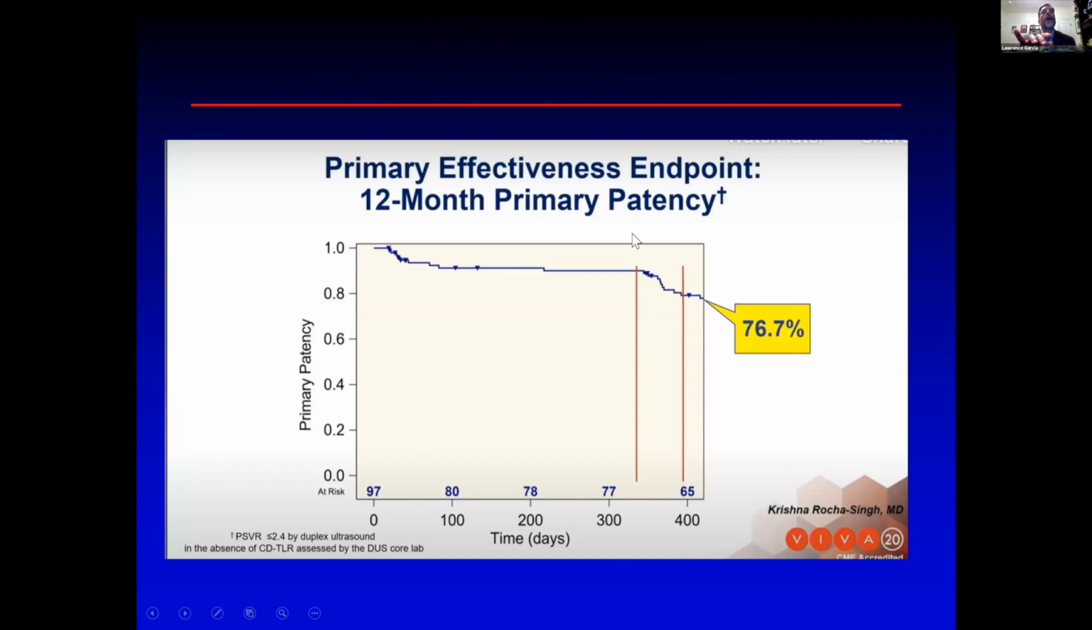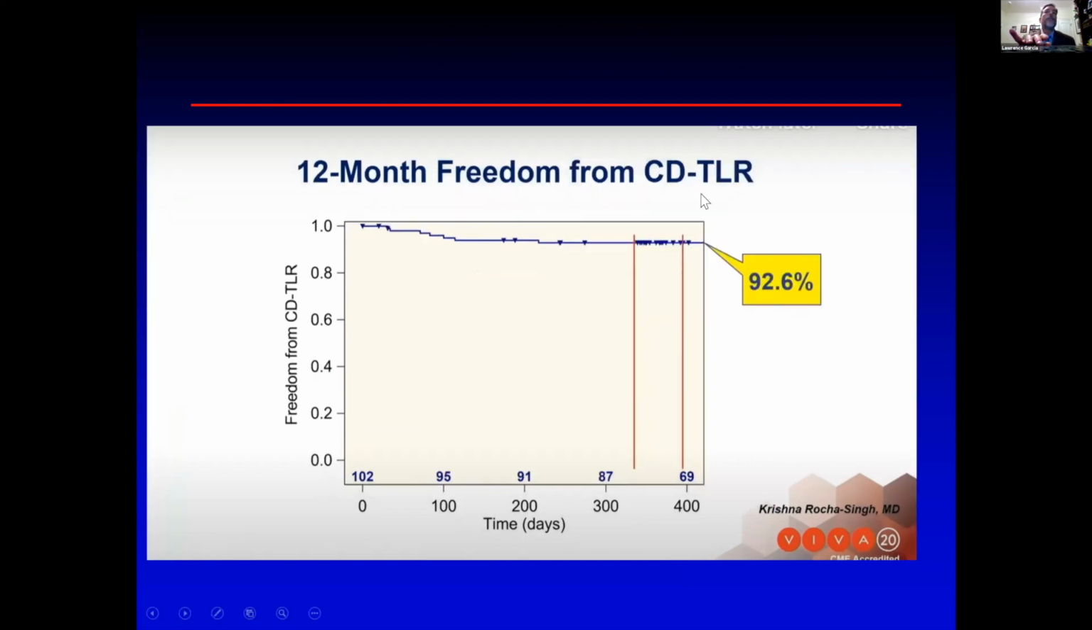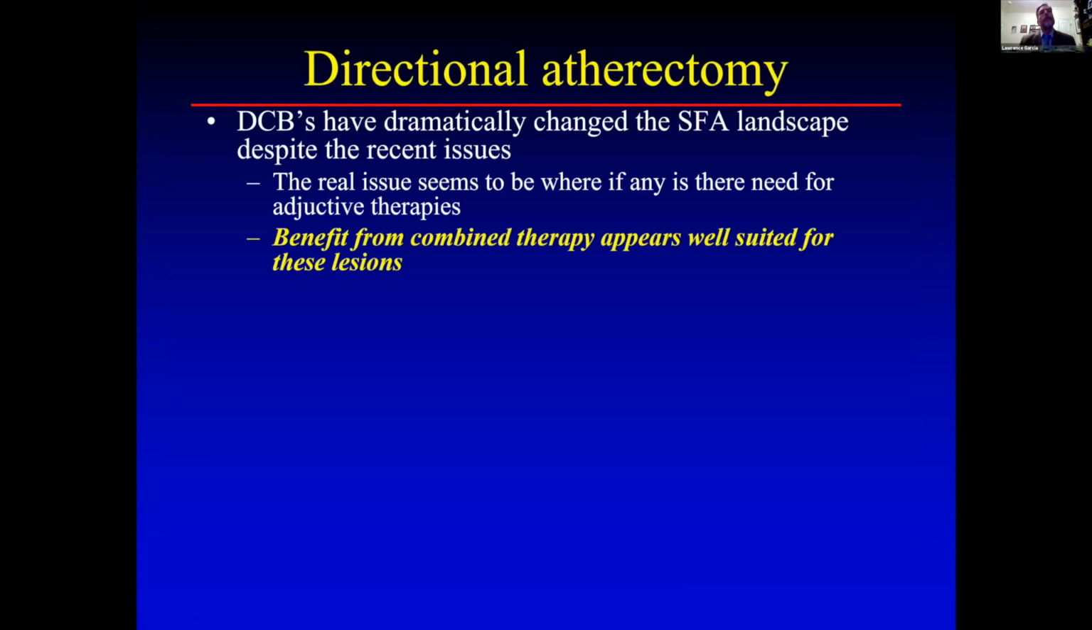Looked at a different way, the primary effectiveness endpoint, after the entrance into the window, is 77%. And more importantly, the freedom from clinically driven TLR was a very respectable 92.6%. So again, if you look at the outcomes on directional atherectomy in a 6-minute kind of whirlwind tour, what can we say about directional atherectomy?